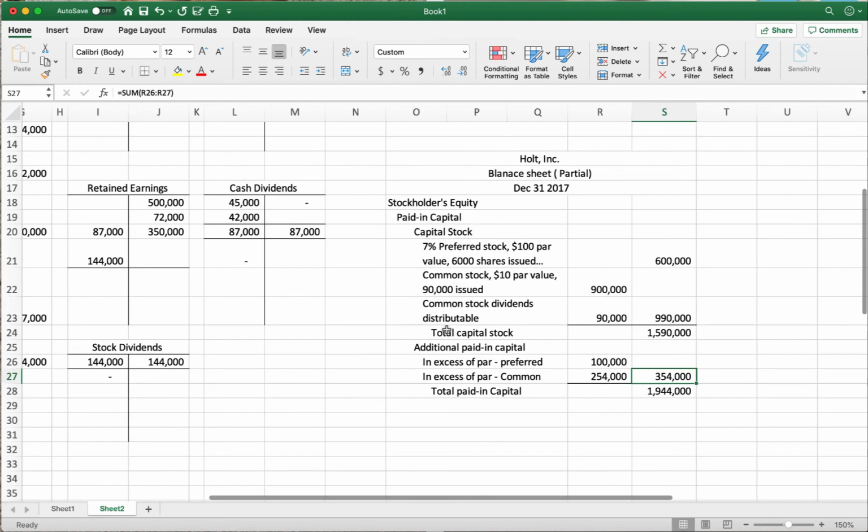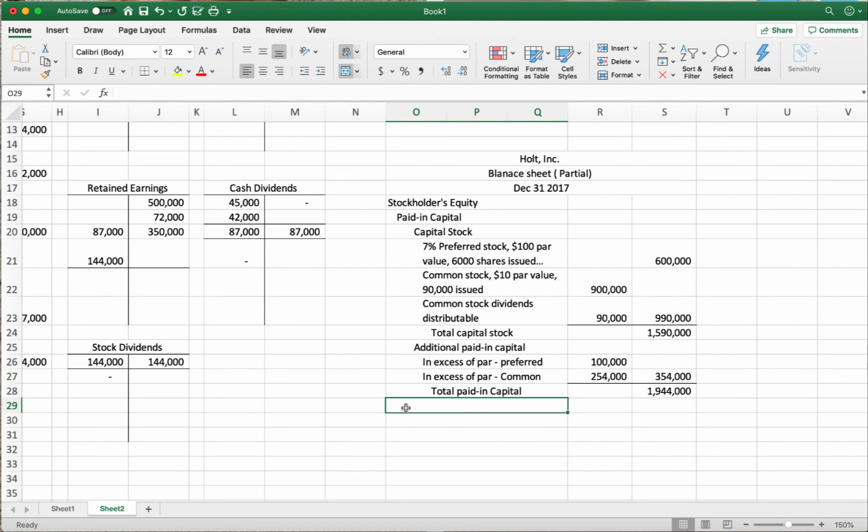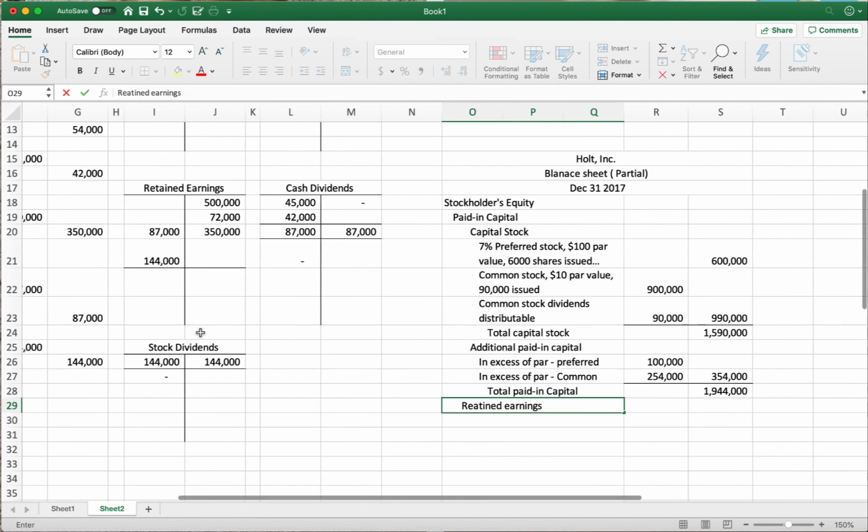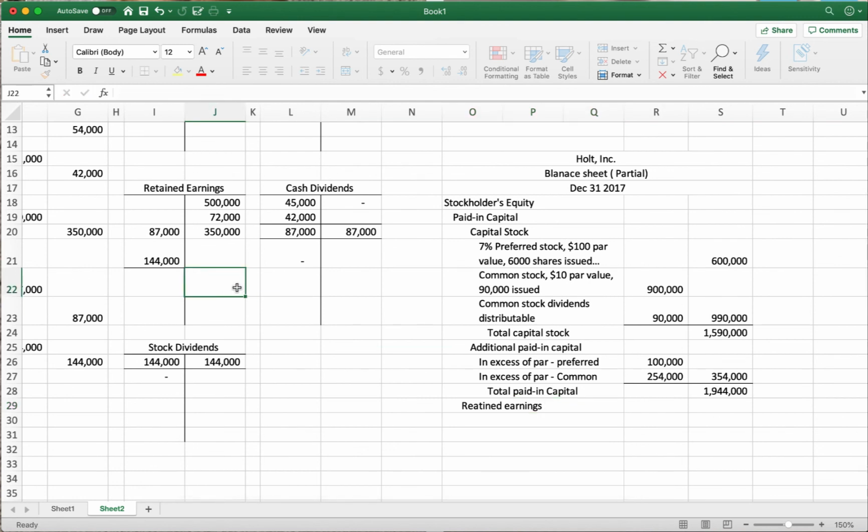Okay. Now, remember, within the stockholders' equity, we have 2 sections. What are those 2 sections? And I hope everybody's saying paid-in capital and retained earnings. So I want you to indent twice: 1, 2, and type in retained earnings. Okay. What's my retained earnings? Well, if I go to my account, I need to add everything up, right? So what I'm going to do is add up all my debits.